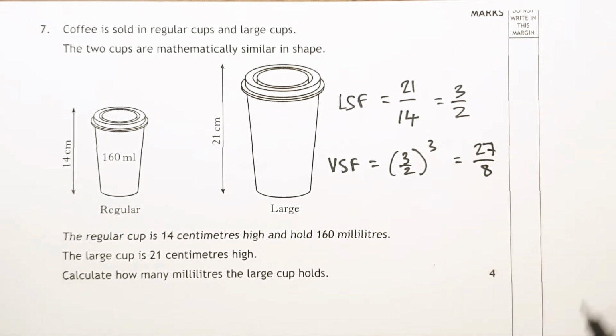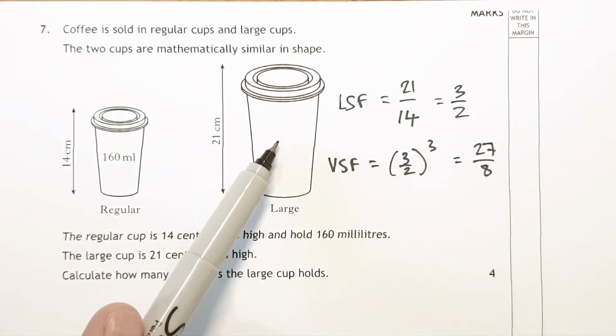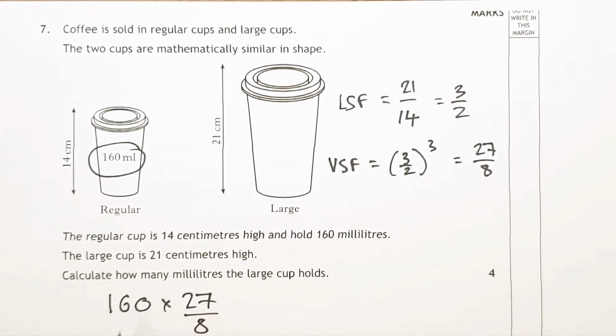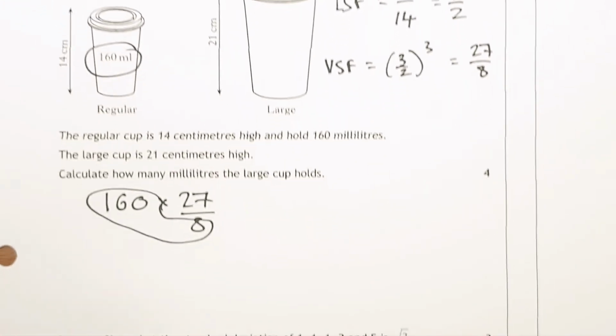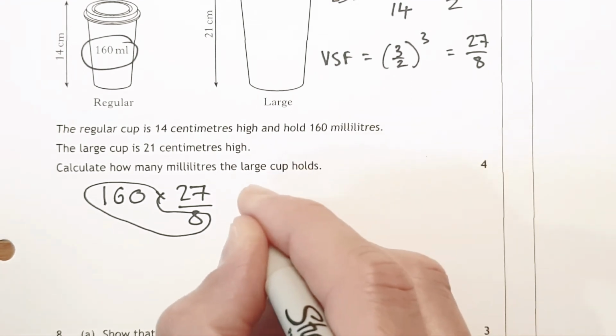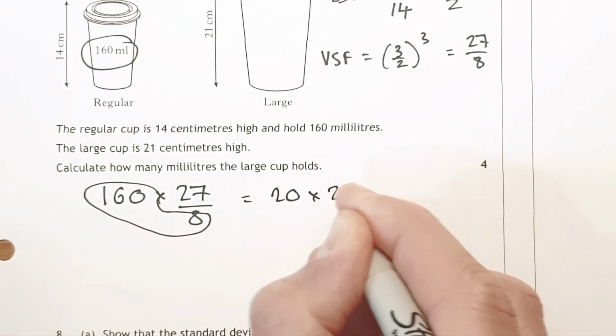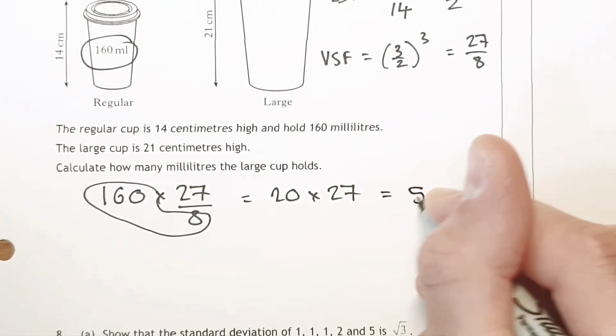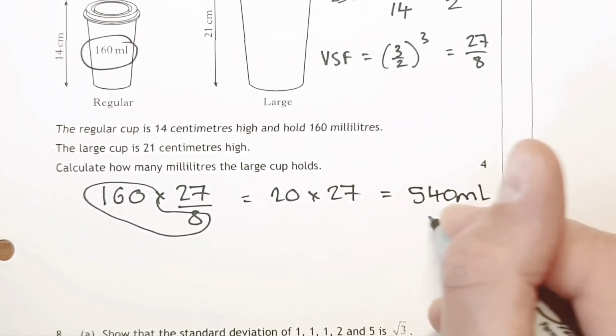So 27 over 8. Now we need to work out what the volume of the large one is. So we're going to multiply 160 by 27 over 8. Now, rather than doing 160 times 27, I'm going to do 160 divided by 8 first. Well, 16 divided by 8 is 2, so 160 divided by 8 is 20. So that's going to be 20 times 27. Well, 2 27s are 54, so 20 27s are going to be 540. And that'll be in millilitres.